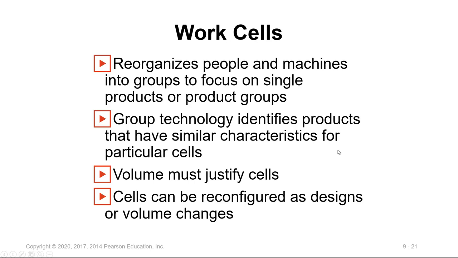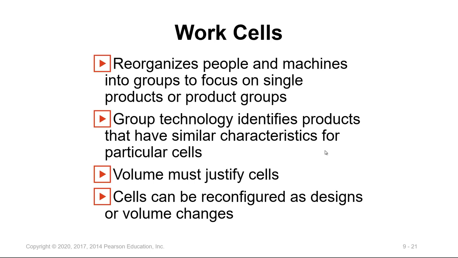Examples of focused facilities are work cells. It could be focused work centers, which are a little larger than the work cell, and then the focused factory, which is also larger than the work centers. So basically we have work cells, work centers, and the whole factory or focused factory. The focused work cells are the smallest of the three types. It reorganizes people and machines into groups to focus on a single product or product groups.